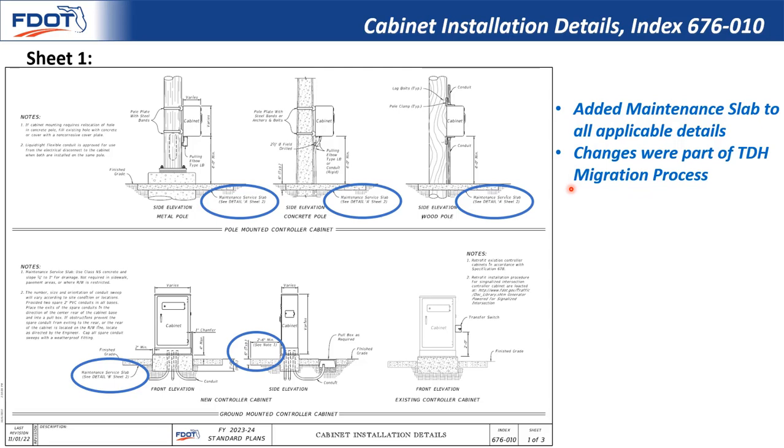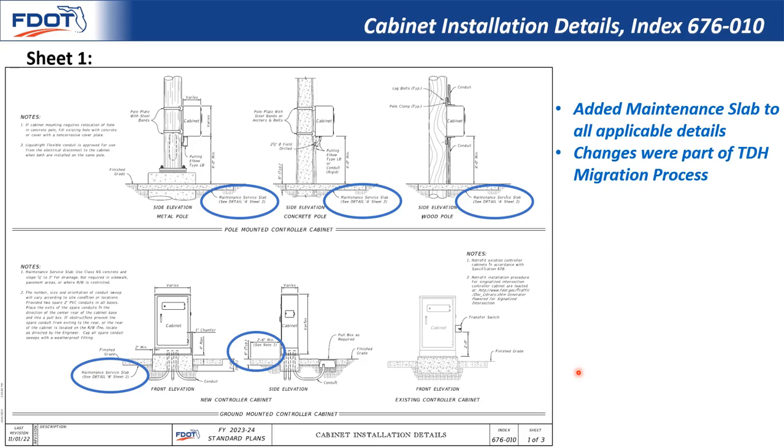The TDH, or the Turnpike Design Handbook, was integrated into other statewide policy and guidance documents this past year. This process resulted in a lot of changes to the standard plans, specifications, and the FDM. Language was also added to specifications 641 and 676 regarding the maintenance service slab.